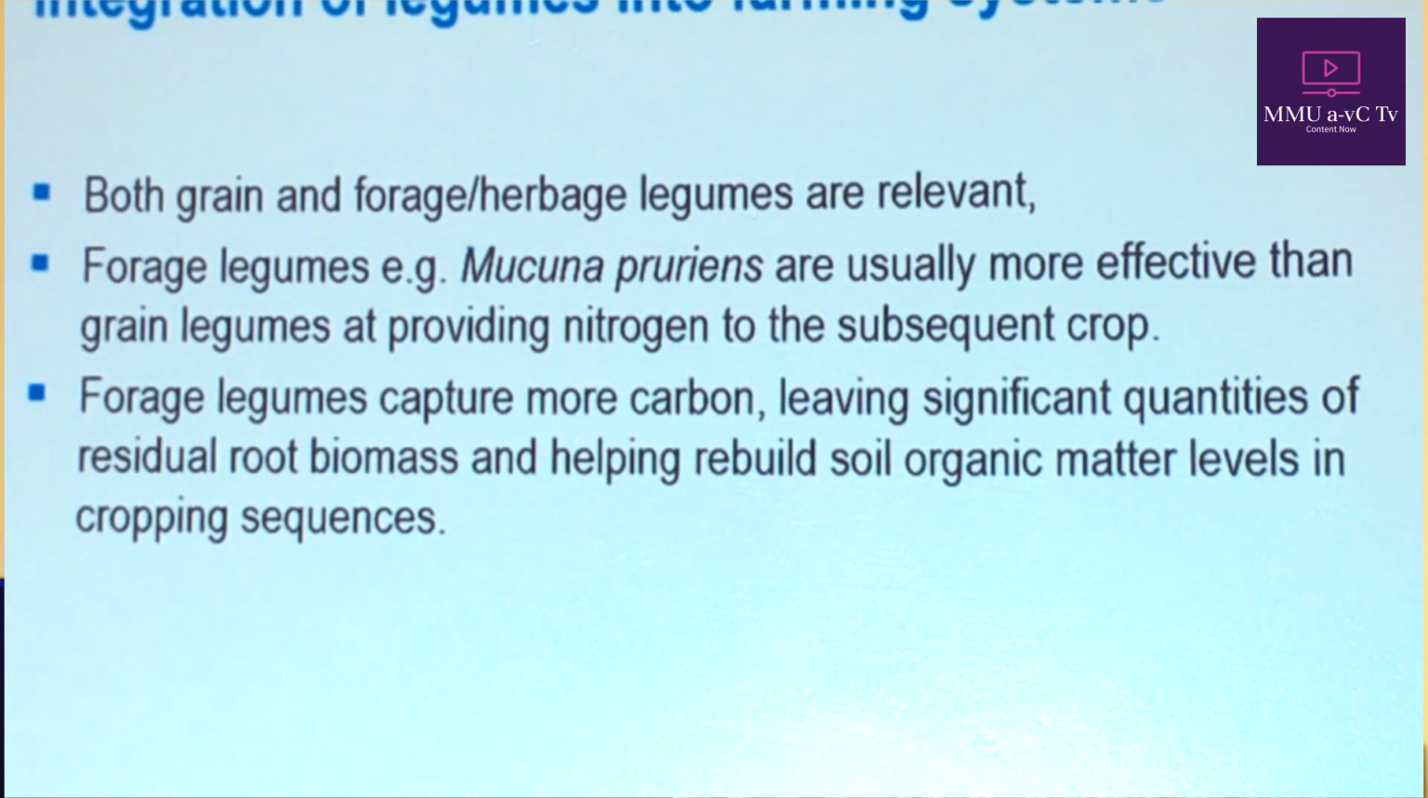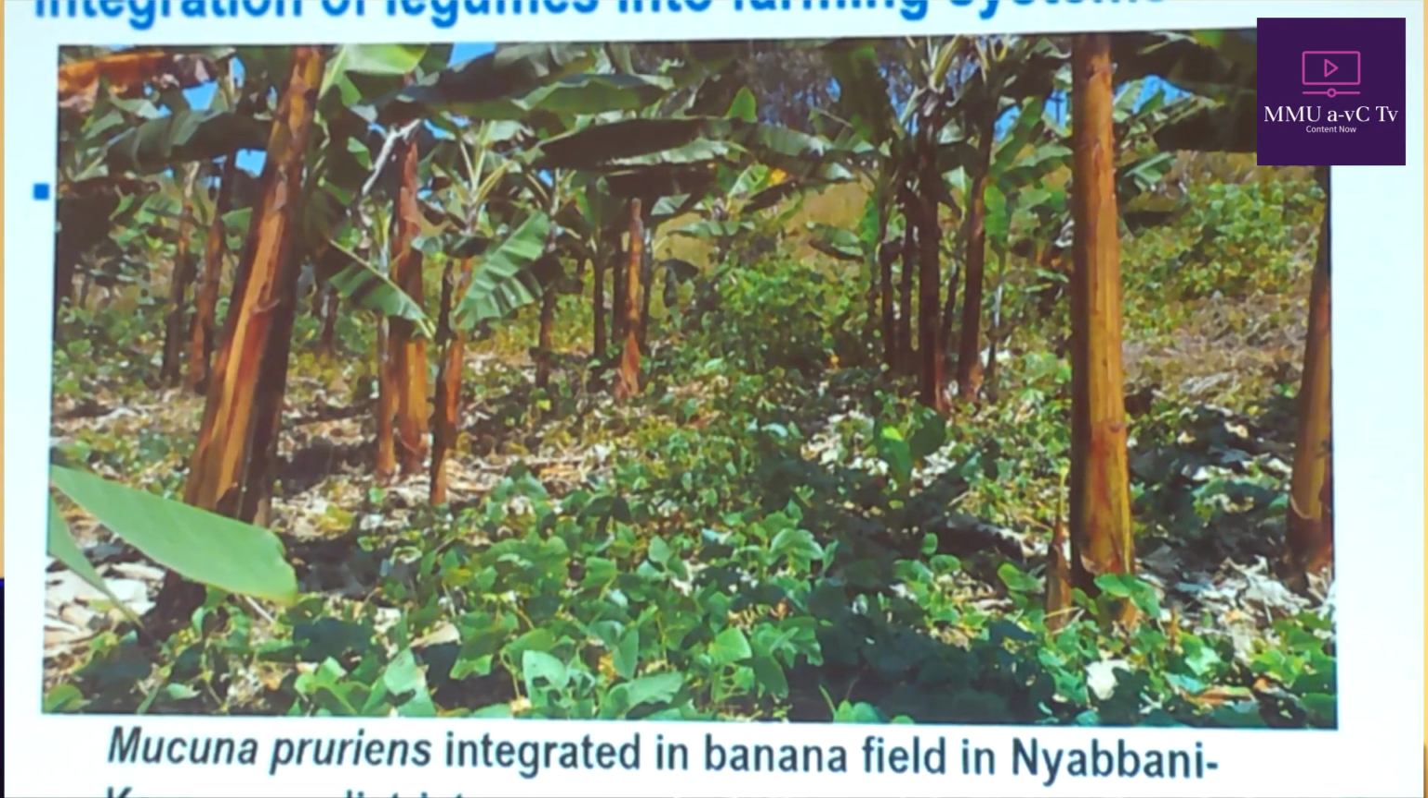in cropping sequences. So in a rotation, it is very good to integrate legumes, because they are not only good at fixing nitrogen, but also in rebuilding the soil organic matter, in biomass accumulation above ground, but also underground biomass, which are key in ensuring a correct organic matter content in the soil.